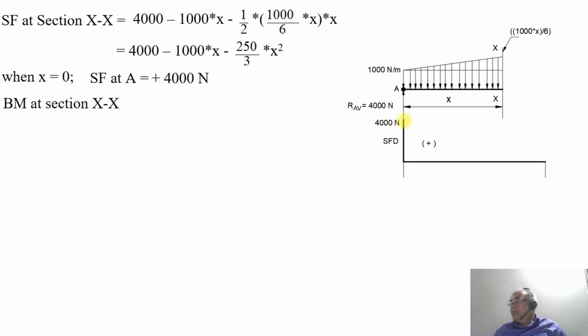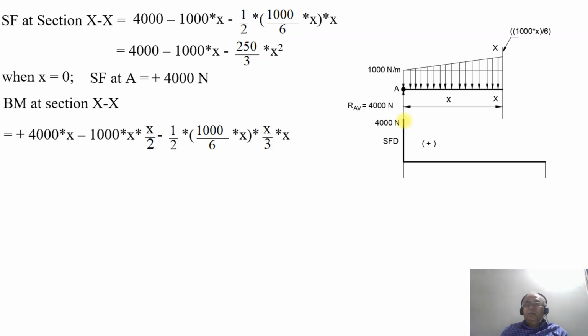So what is going to be the bending moment? The bending moment at the section XX will be equal to 4000 into X minus 1000 into X by 2 minus half into area of the triangle. Area of the triangle is X into 1000 into X by 6, into the distance of center of gravity from the bigger end, which will be X by 3.